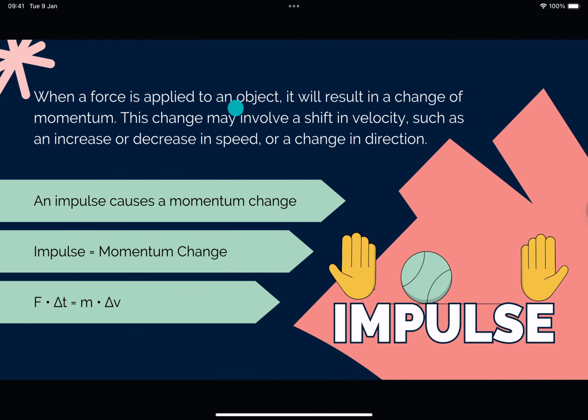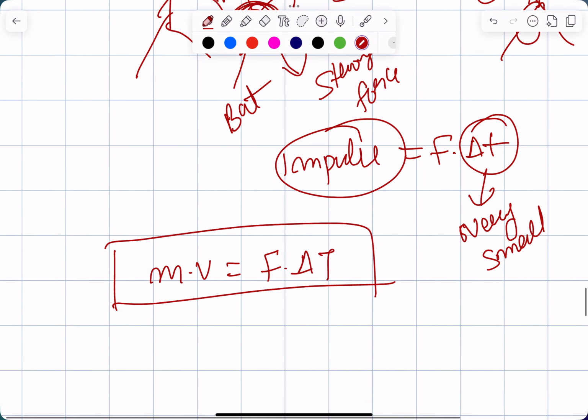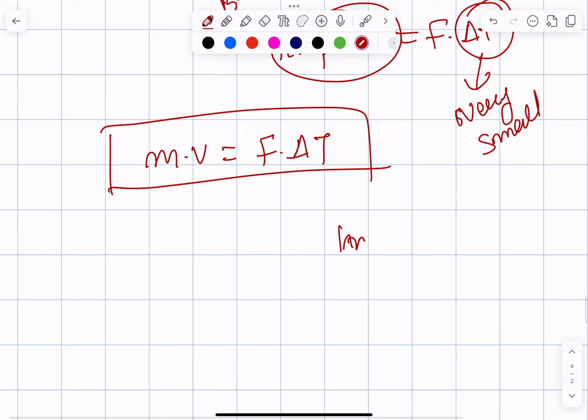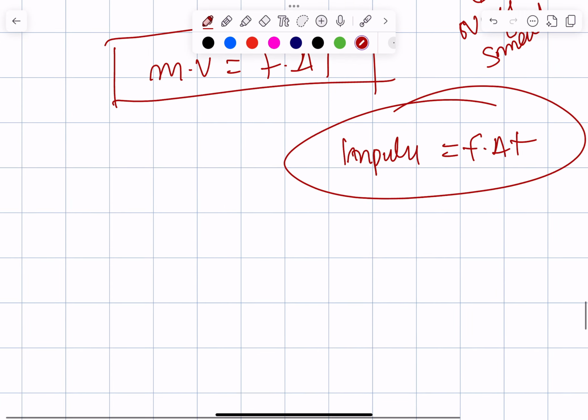When a force is applied to an object, it will result in a change of momentum. This change may involve a shift in velocity, such as an increase or decrease in speed or a change in direction. So an impulse causes momentum change. Of course, the ball is coming with one velocity, but it will go with a different velocity. So that is momentum change. If they ask you for impulse, simply use this formula, F dot delta t. And if they give you the relation of velocity also, then you can use the formula mv into F delta t.